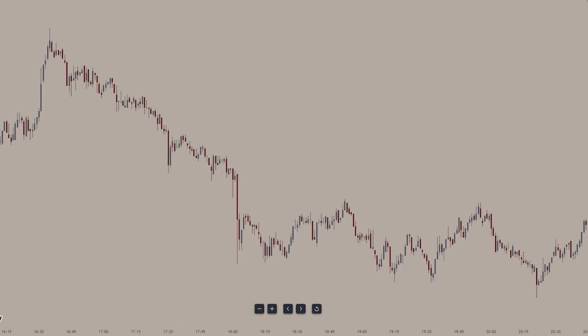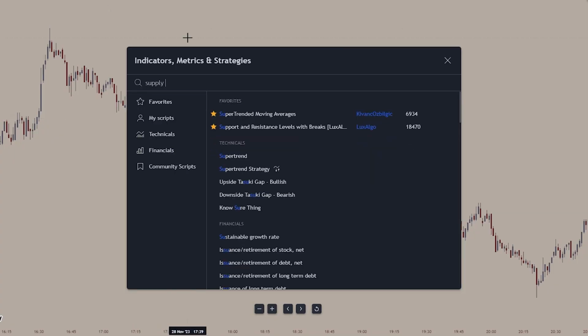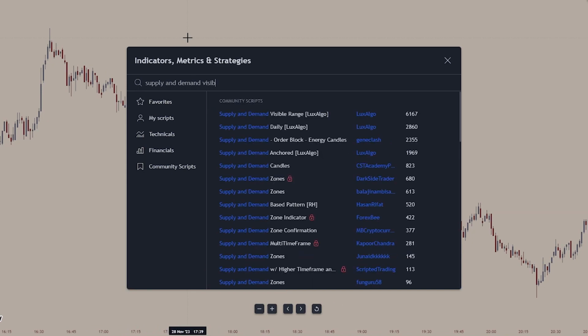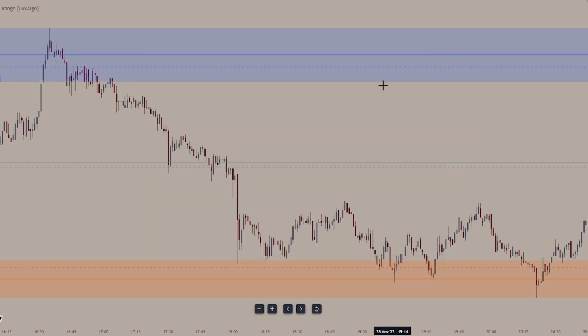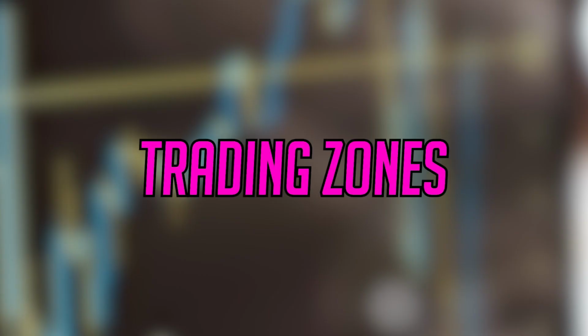An indicator I really like to use to see supply and demand zones is the supply and demand visible range indicator by LuxAlgo. You can just use the default settings, it works really well. Now let's get into how you can trade these zones.